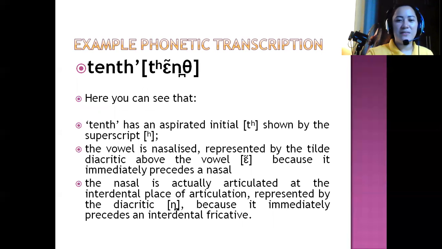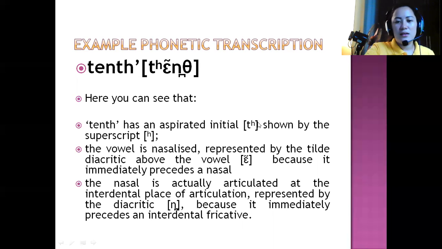For example, we also have the word tenth. Here you can see that the tenth has an aspirated initial T. So it's not pronounced flatly, like in the word table, it's table. Time, it's not pronounced as time, table. No, that's the Cebuano Visayan version. So in general American English, you have to aspirate the initial consonant.